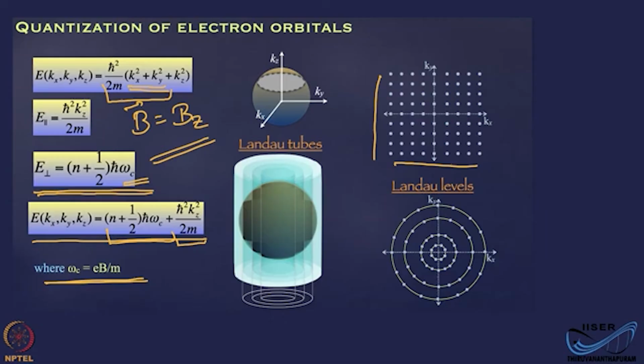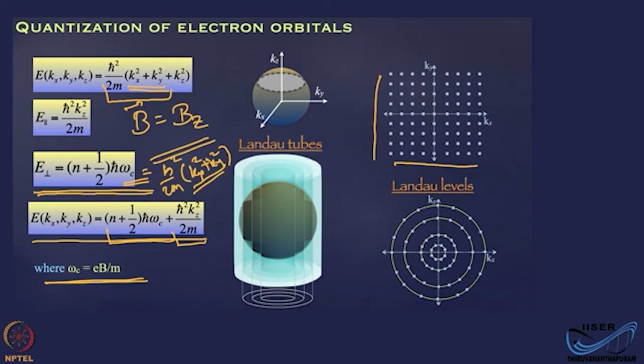So E perpendicular, originally it was h bar square by 2m into kx square plus ky square. That was this term originally, right? Now those kx and ky are no more a good representation. What you have is states which satisfy the equation kx square plus ky square is a constant. That is nothing but circles.